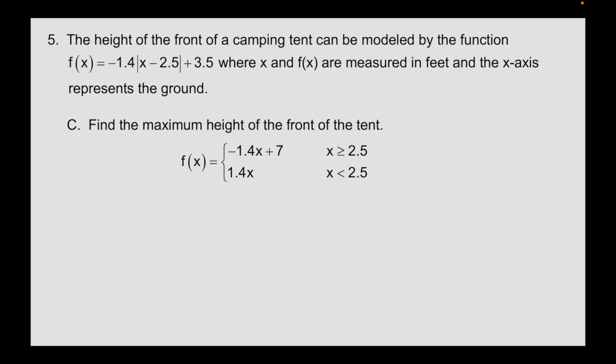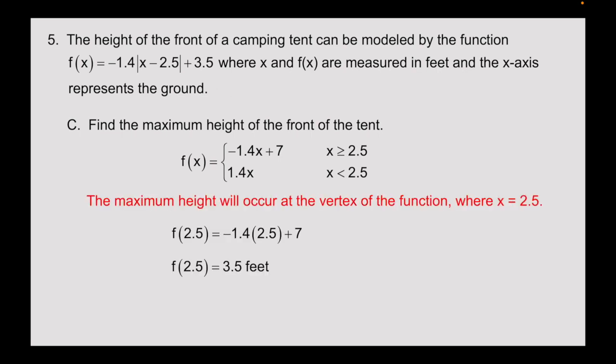Now for this one, they're talking about the maximum height of the front of the tent. So we know that an absolute value graph is going to be V-shaped, and because this has a negative lead coefficient, it is going to be a V shape, but it's going to point down. So the top of the tent is going to be the vertex. And our vertex here would be at positive 2.5 for our X value, and then positive 3.5 for our Y value. So because of that, 3.5 is going to be our answer.